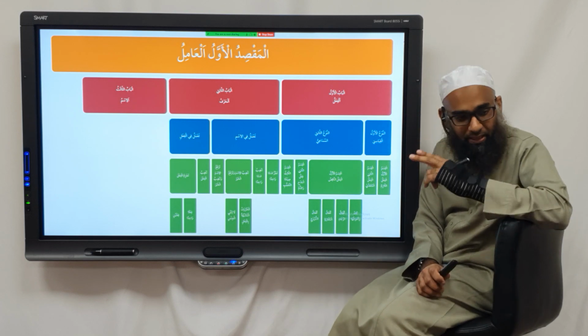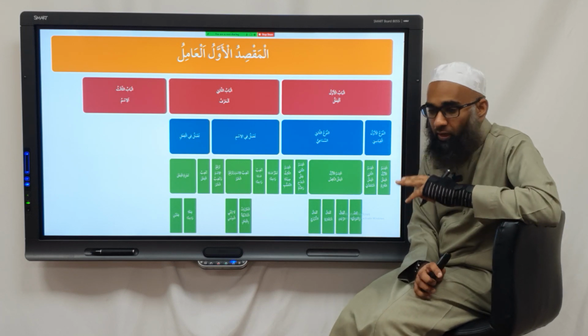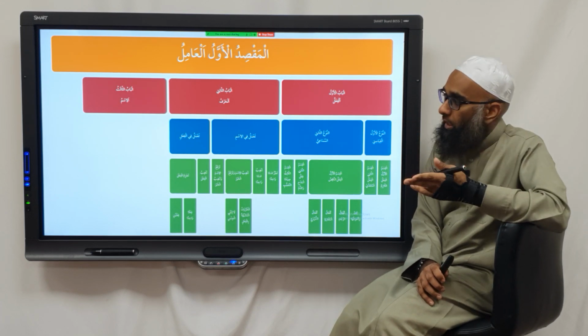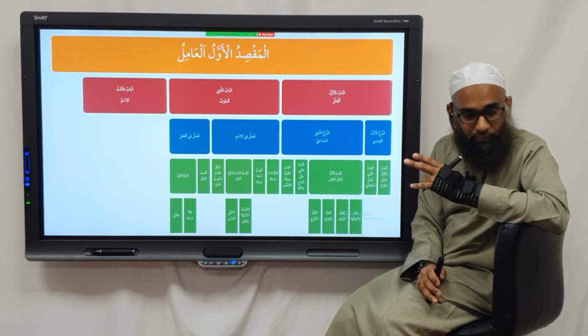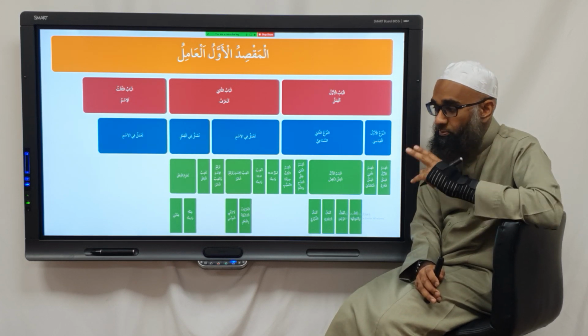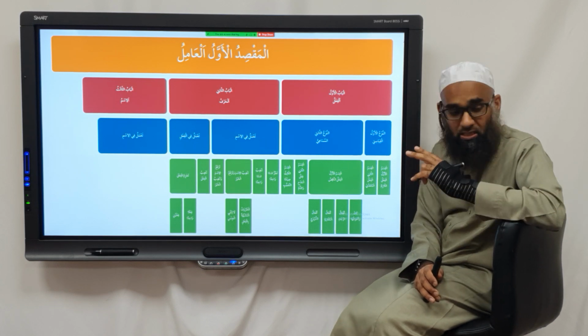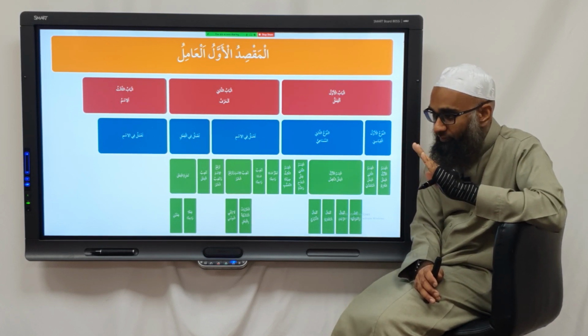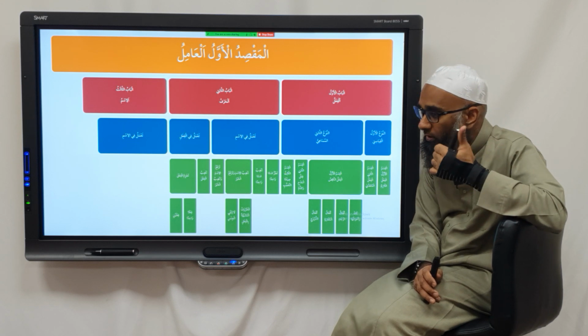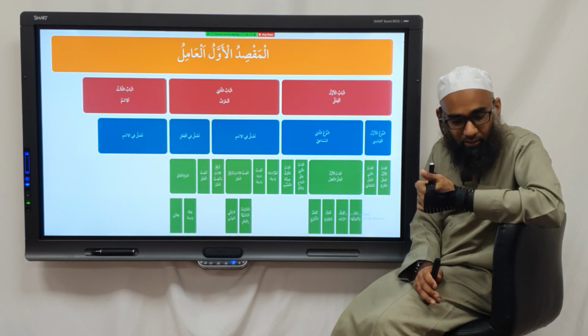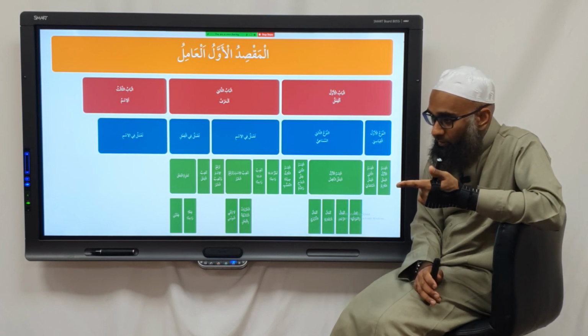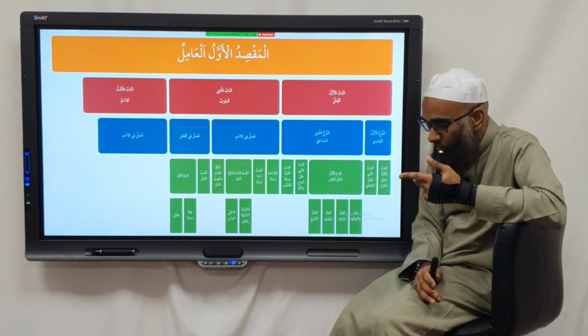Then you have al-ism al-amil. What is the ism al-amil? It either governs nouns or it governs verbs. What governs nouns? تعمل في الاسم, تعمل في الفعل. تعمل في الاسم is how many? 5. 3 that have verbal meaning, which is what? The masdar. What's derived from the masdar? The mushtaqat, ism al-fa'il, ism al-maf'ul.